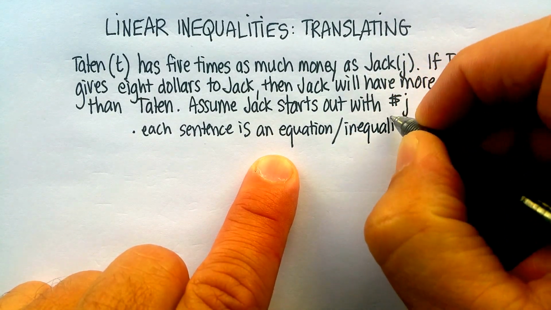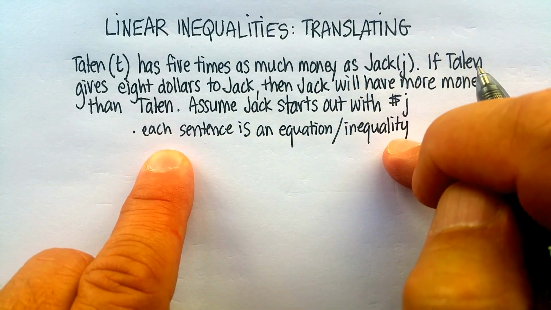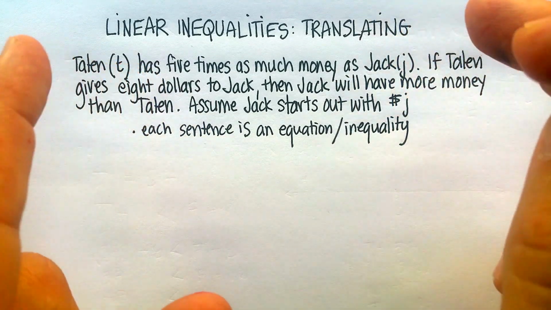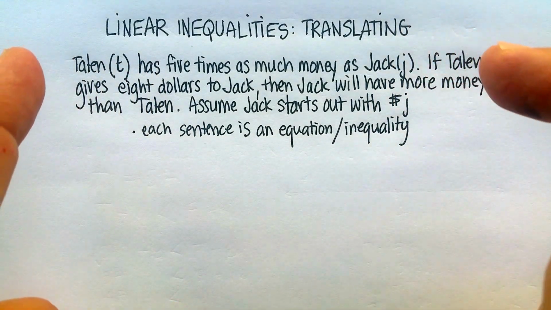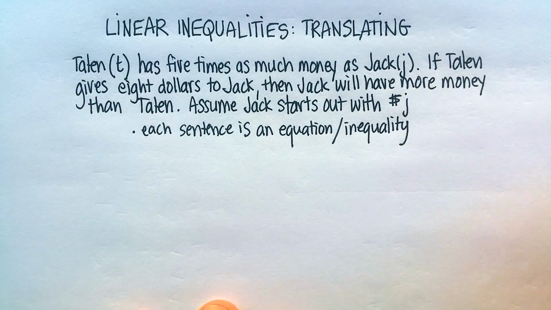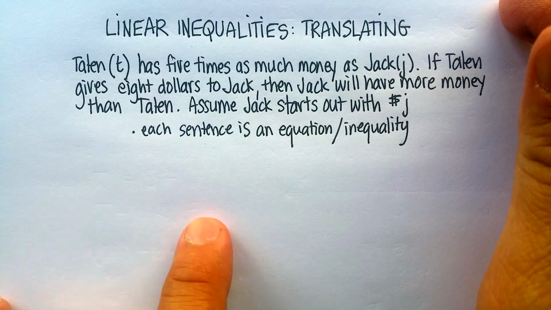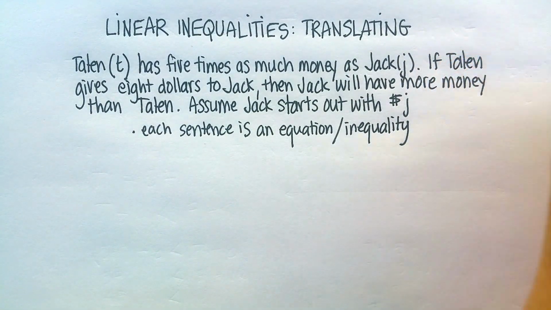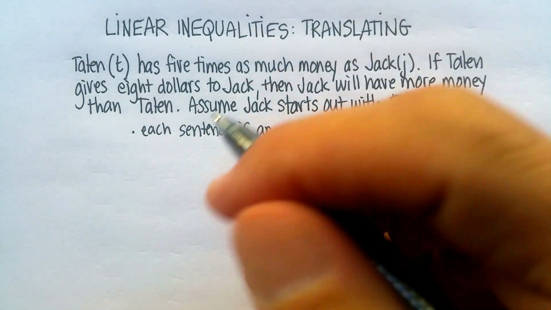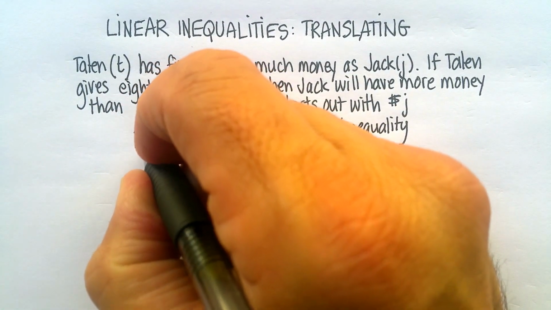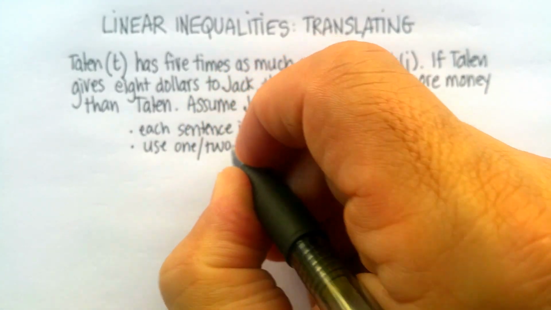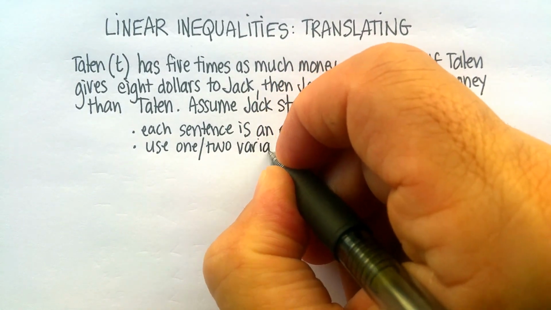Because again, the structure of this language, math, is very similar to the structure of English or Spanish, where you have sentences. An equation is a sentence in math, okay? An inequality is a sentence in math. Now, the other thing that I like to do is that every time I translate something, I usually want to have one or two variables, okay? Use one or two variables when you are translating.